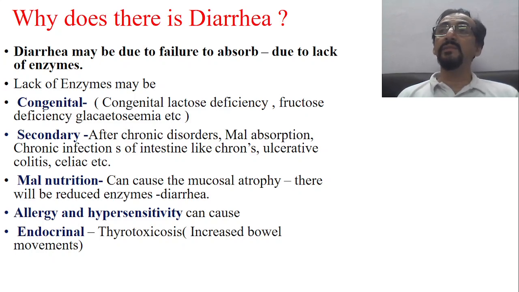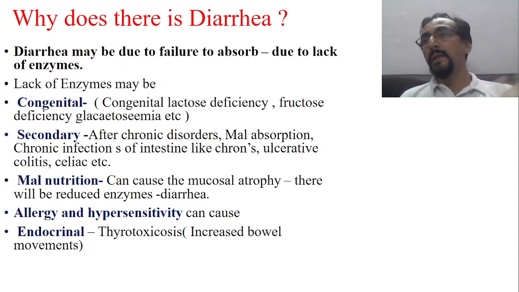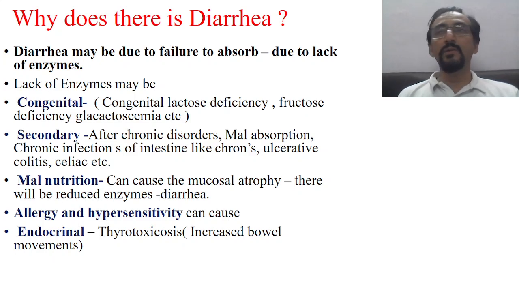absence of digestion related to this particular enzyme. Like if lactase is absent, lactose will not be digested. If sucrase is not produced, then sucrose will not be digested. So this is diarrhea because of secondary causes. It may occur because of gastroenteritis-like conditions at times, or chronic conditions like Crohn's disease, ulcerative colitis, celiac disease, or other inflammatory bowel disorders, etc.